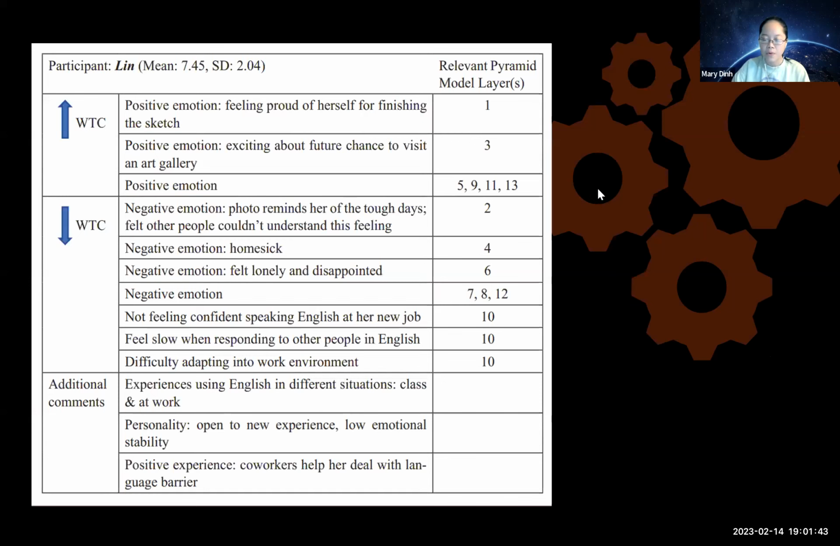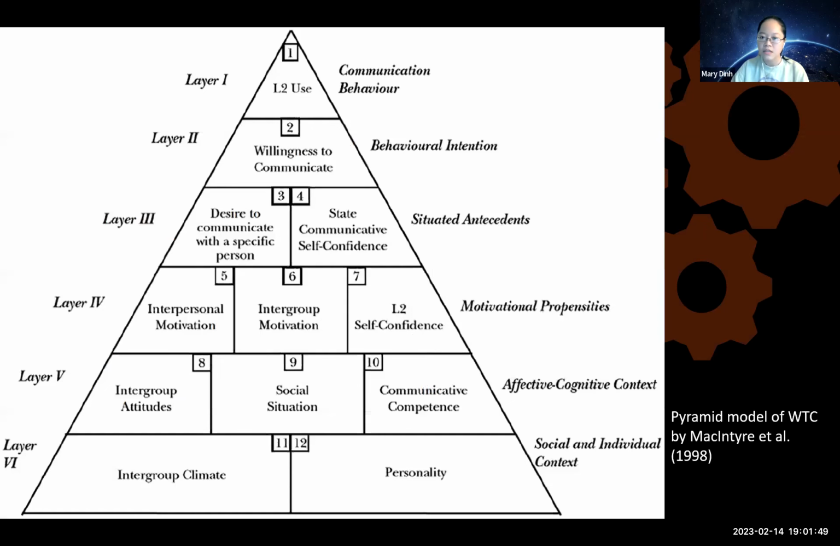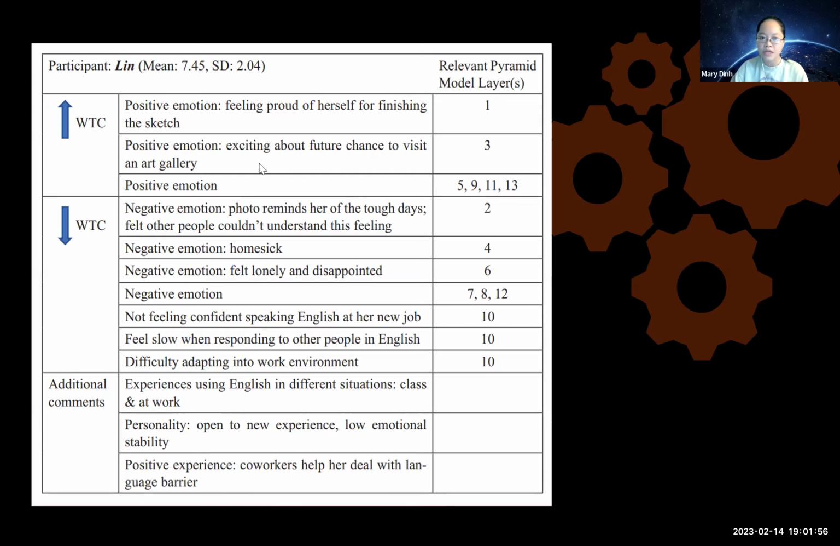So in this study, the willingness to communicate, actually this pyramid is very famous and has been used in so many studies. And what they do is they also interview the participants and see which layer is reflected through the pyramid and whether it demonstrates positive or negative emotions. And they also have some additional comments or evidence that will not fall into any category or maybe fall into blurry categories, which may lead them to construct a new pyramid according to the context.